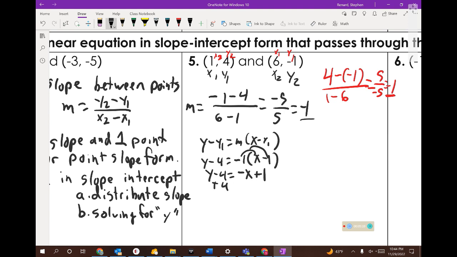And then solve for y. This is going to give us y equals -x plus 5.